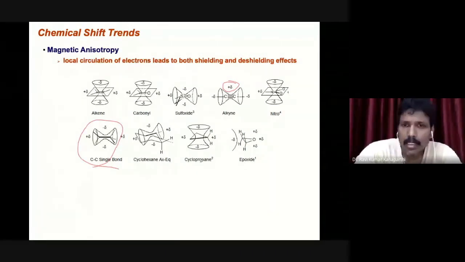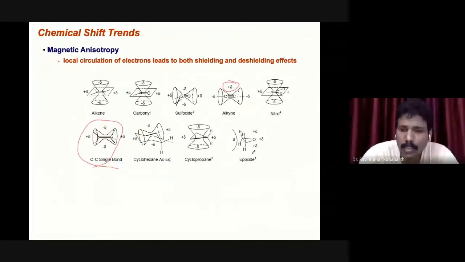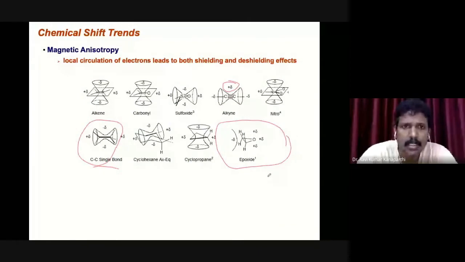Okay, and then apart from that, cyclopropane and cyclohexane diagrams are given here for your reference, and if you are really interested in finding further details about this particular magnetic anisotropy, then please go through all these things. Epoxide is also given, showing where the shielding and de-shielding regions are.